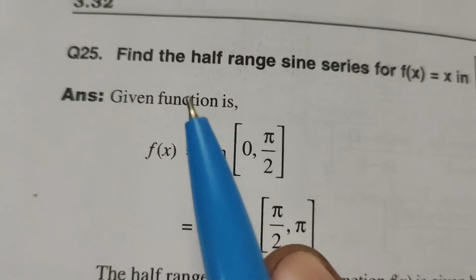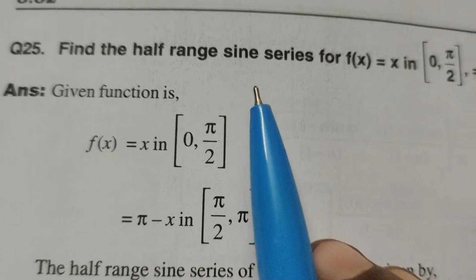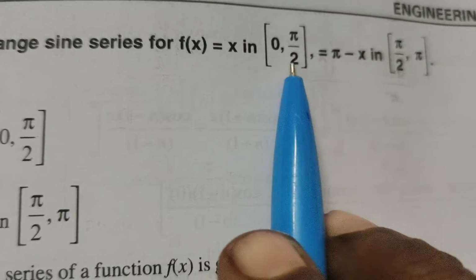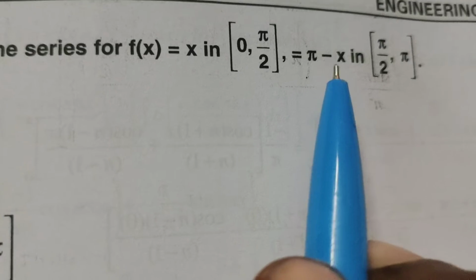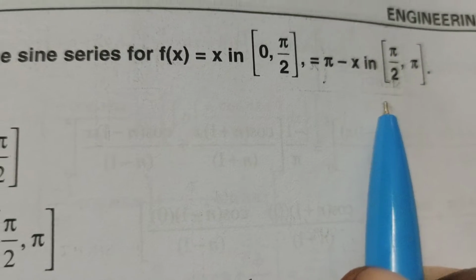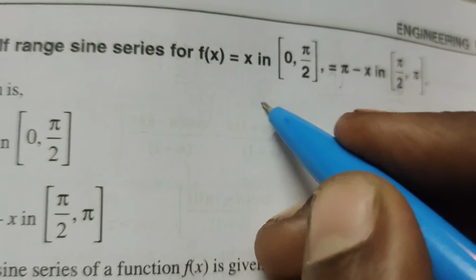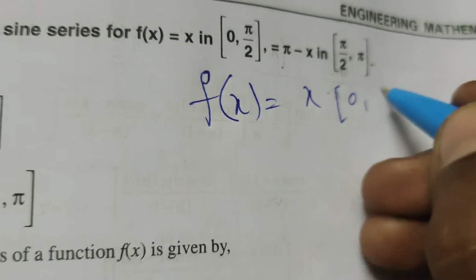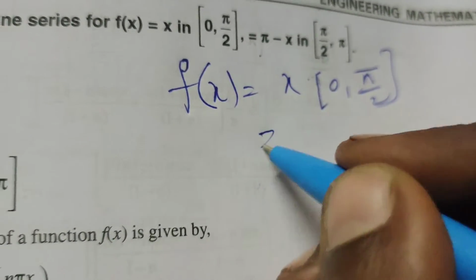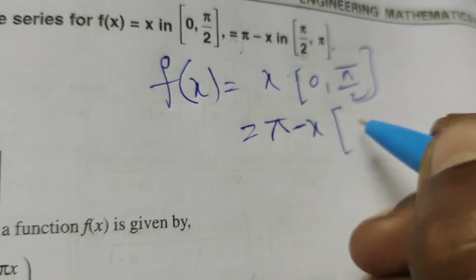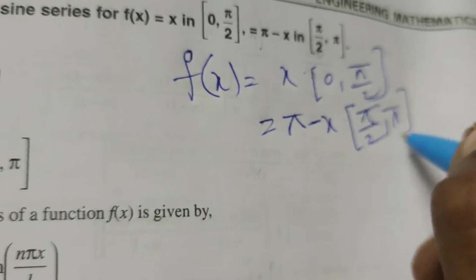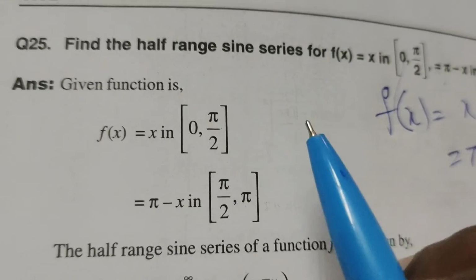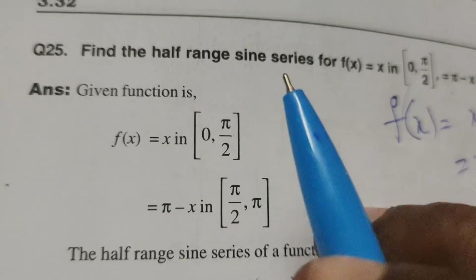Now today we are going to find the half range sine series for f(x) = x in (0, π/2) and f(x) = π − x in (π/2, π). Also write this as f(x) = x in (0, π/2) and π − x in (π/2, π). Now here, find the half range Fourier sine series.